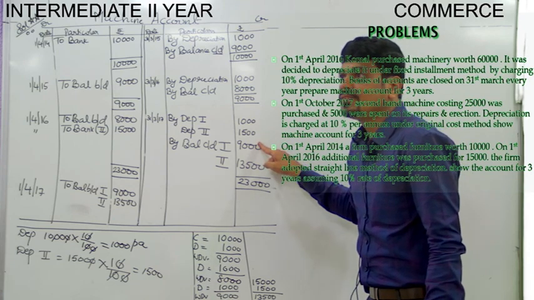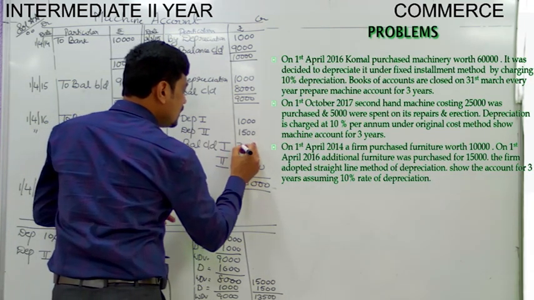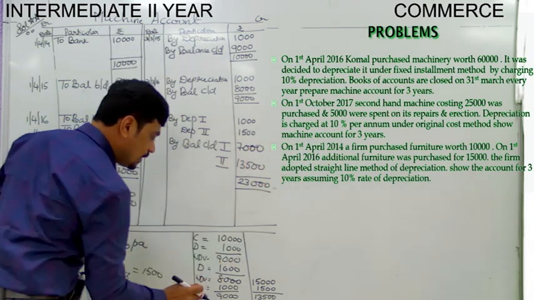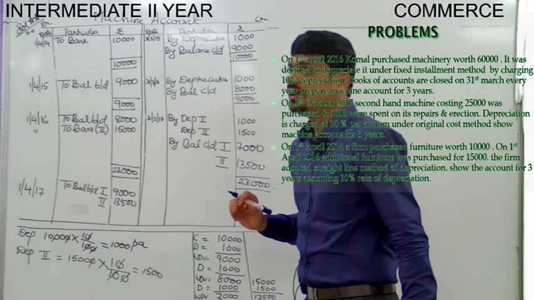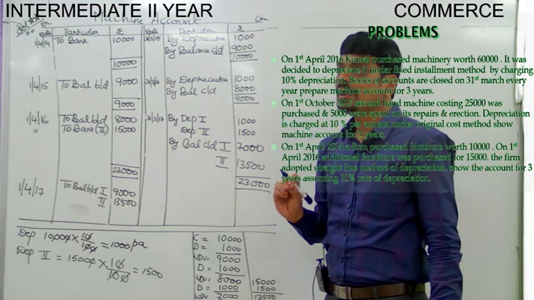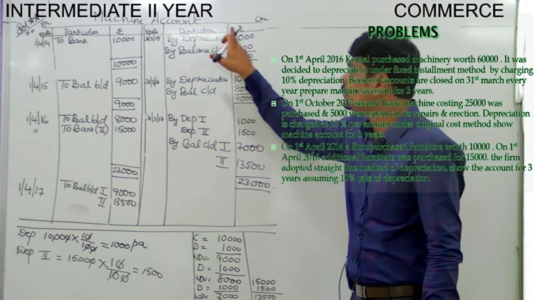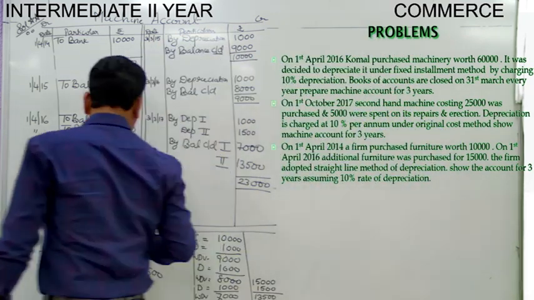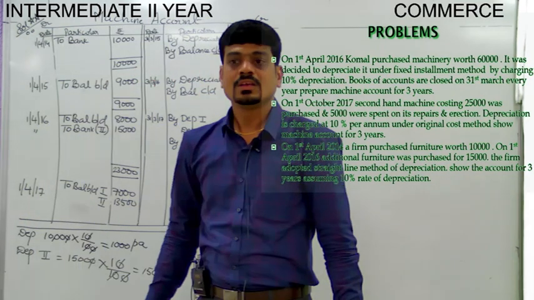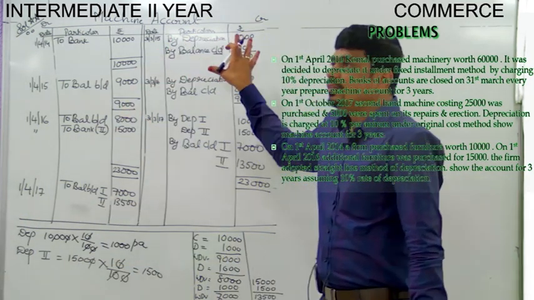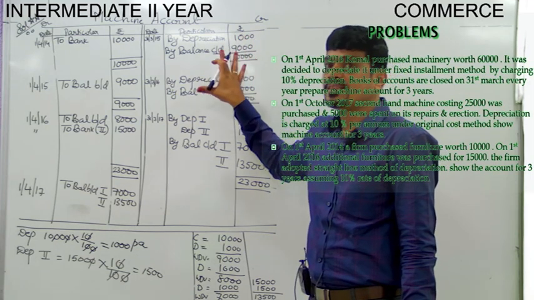One is 9,000. Sorry, it's not 9,000. Extremely sorry. It is 7,000. 8,000 minus 1,000 is 7,000. Mistakes are a part of life. Agree? Mistakes are a part of life. So 13,500. Like this, we have to bring down the balance. Here also 7,000. So this is about the straight line method.